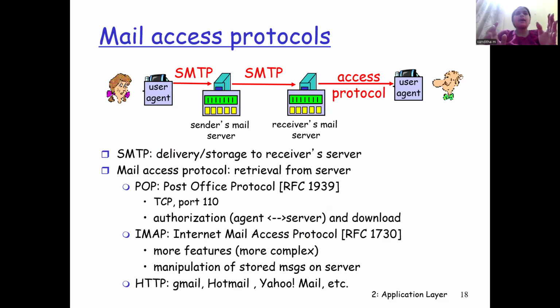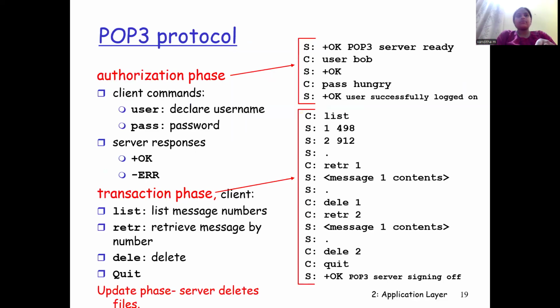Next, let's see mail access protocols. SMTP handles delivery and storage to the receiver's server. Mail access protocols handle retrieval from the server: POP, Post Office Protocol; IMAP, Internet Mail Access Protocol; and HTTP mail like Hotmail, Yahoo Mail, etc. The POP3 protocol has an authorization phase, with client commands USER to declare the username and PASS for the password, and server responses OK and ERR. Then the transaction phase, with client commands LIST, RETR, DELE, and QUIT.